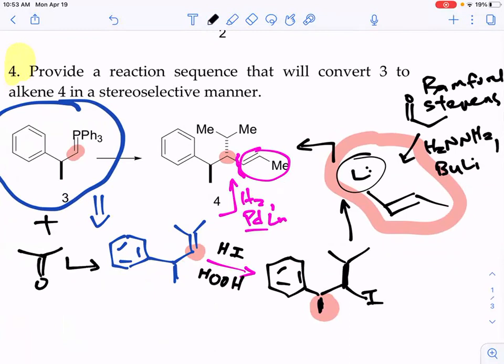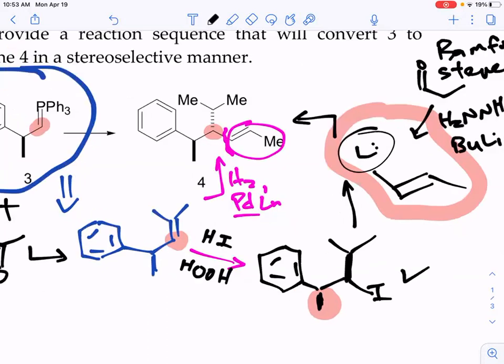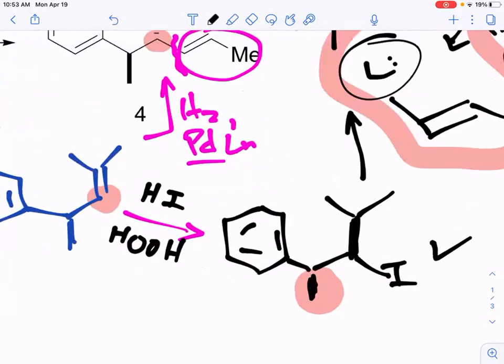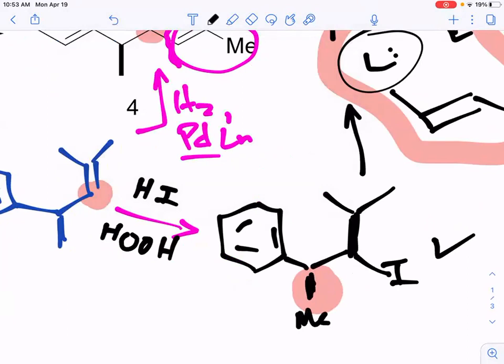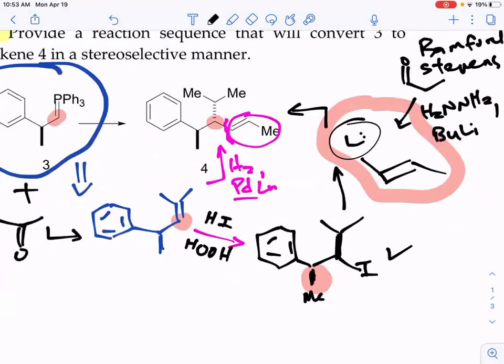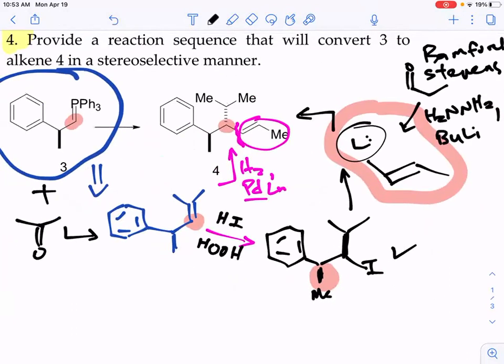And then if we take that and do anti-Markovnikov iodination, we get this. And then if we treat that with that vinyl lithium, then we're able to get this part up here. And we're banking on the pre-existing methyl group right here to control the stereochemistry. All right, any questions about that one?